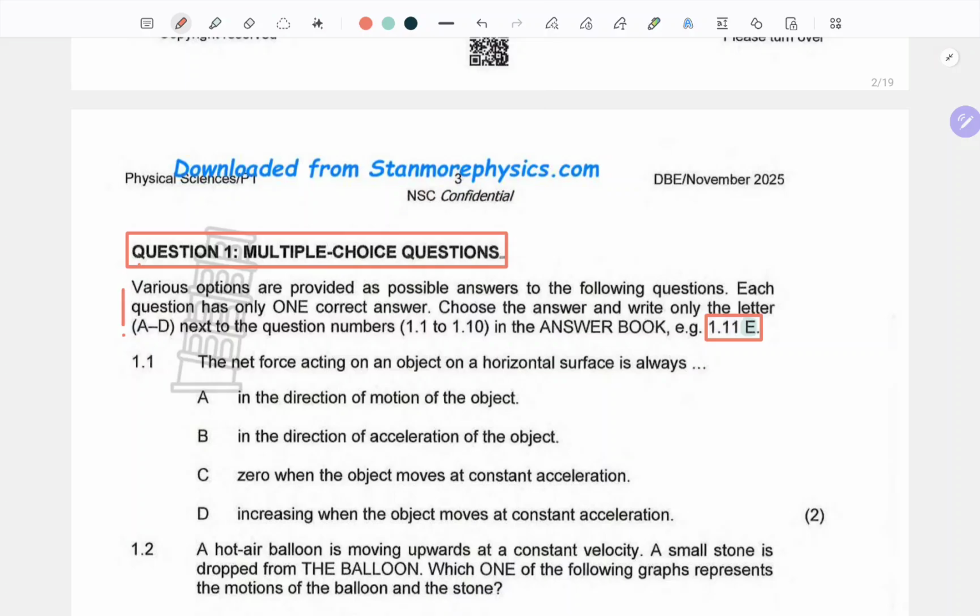So as we walk through these questions, I'm going to demonstrate to you how to ensure that you are answering the question instead of being misled by a flashy answer as an option.